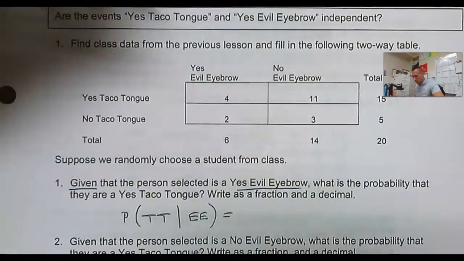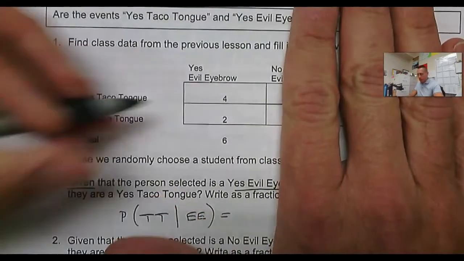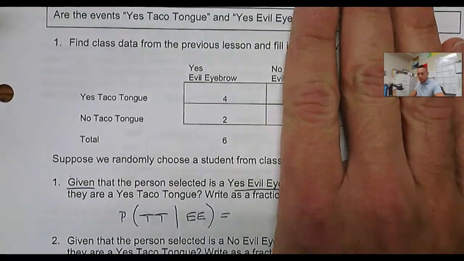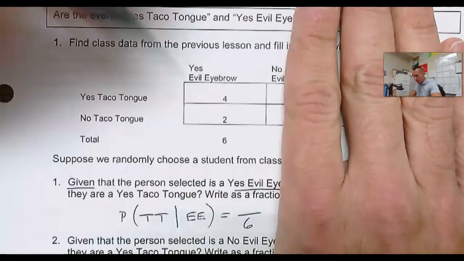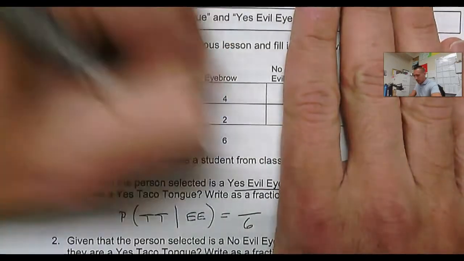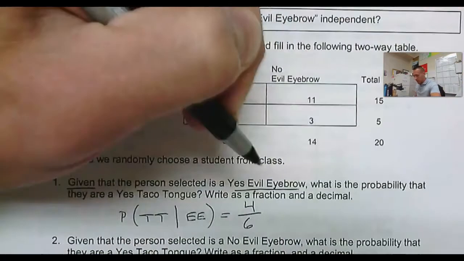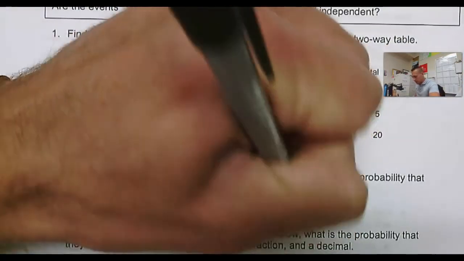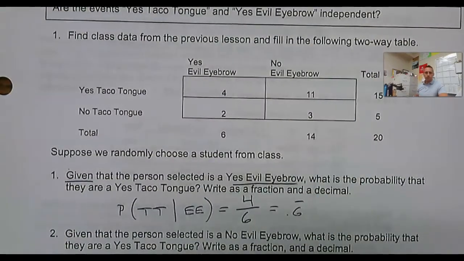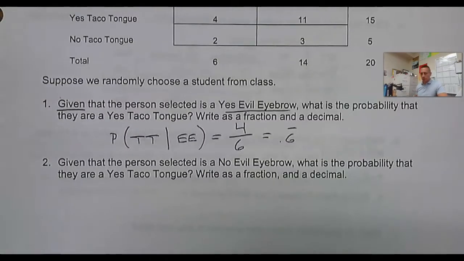Okay, so I'm only looking at the people who can evil eyebrow. So in this case, my denominator is 6. Out of those 6, 4 can taco tongue, 4 out of 6, or 0.6 repeating. So based off that, pause the video and try number 2.